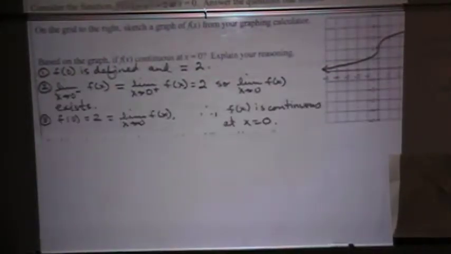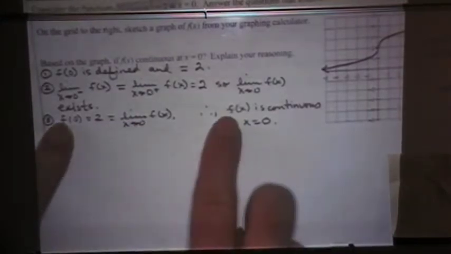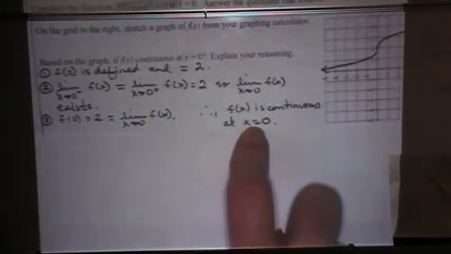The second piece, remember, we had to say, does the left-hand limit as x approaches 0 equal the right-hand limit? In fact, they do. They both equal 2, because as we're approaching 0, we're reaching 2 from the left and from the right. So the overall limit at f of 0 exists. And then the third part is that the defined point and the limit should be the same. And they are. So f of 0 equals 2, and that equals the overall limit. Therefore, f of x is continuous at x equals 0.